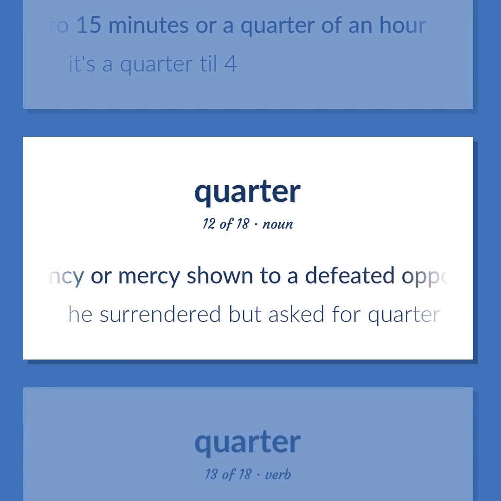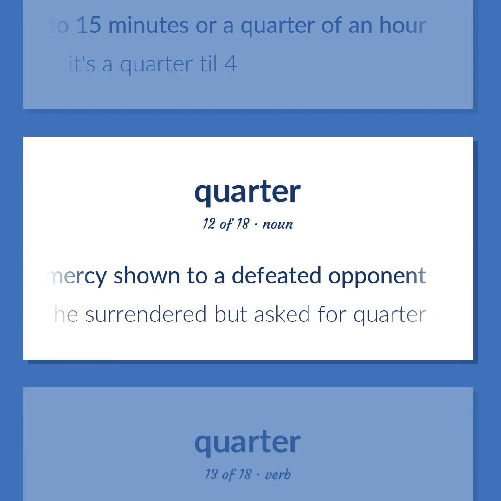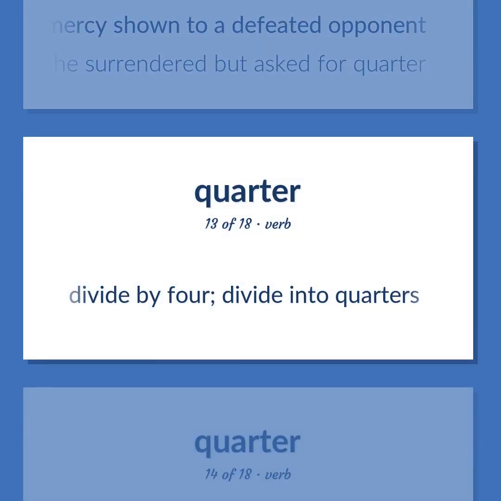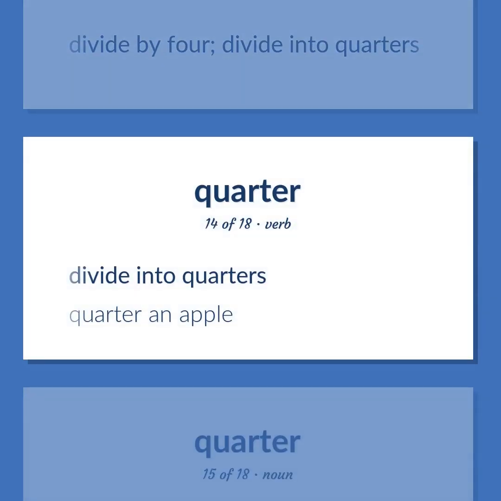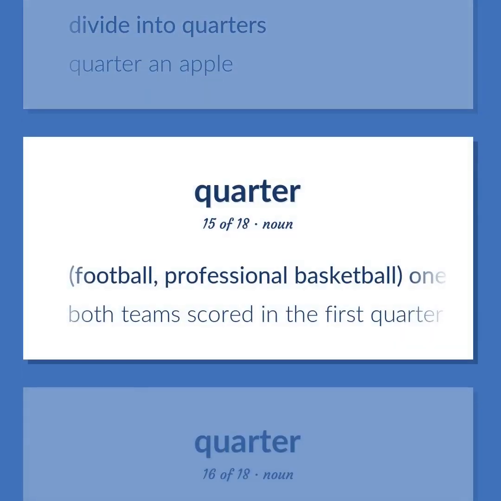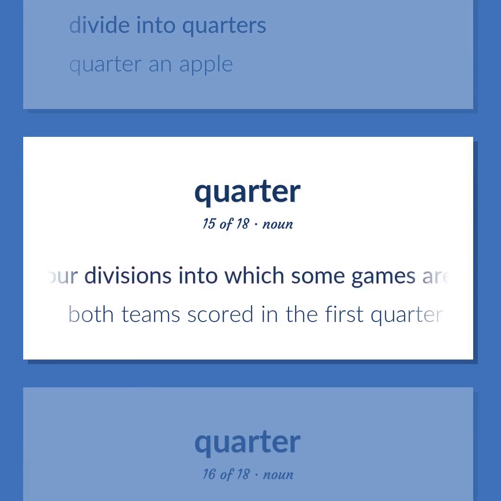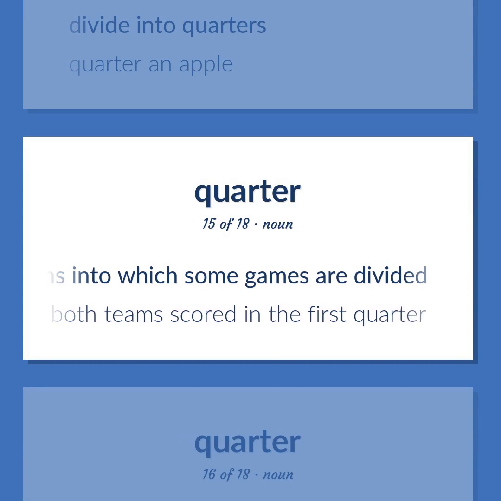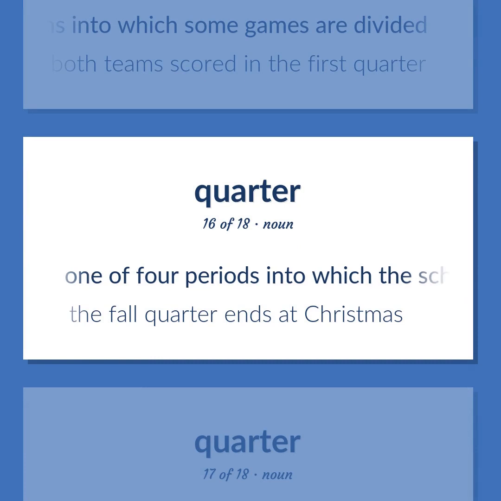Clemency or mercy shown to a defeated opponent. He surrendered but asked for quarter. Divide by 4. Divide into quarters. Quarter an apple. Football, professional basketball, one of 4 divisions into which some games are divided. Both teams scored in the first quarter. One of 4 periods into which the school year is divided. The fall quarter ends at Christmas.